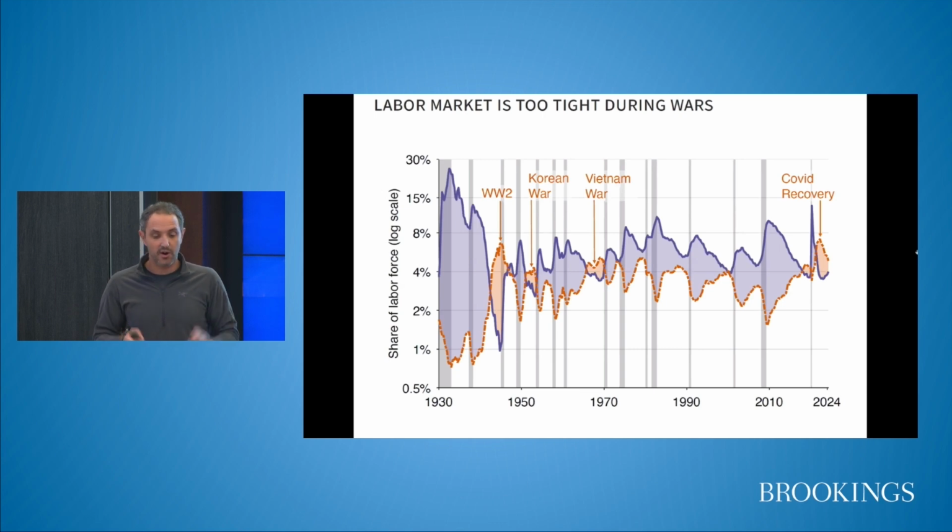Then you have the Korean War. Then you have the Vietnam War. And then the last event is actually the recovery from COVID. So the last few years have been quite exceptional because we had never seen really a peacetime episode of inefficient tightness in the US. But that's something we've witnessed in the middle of 2021.